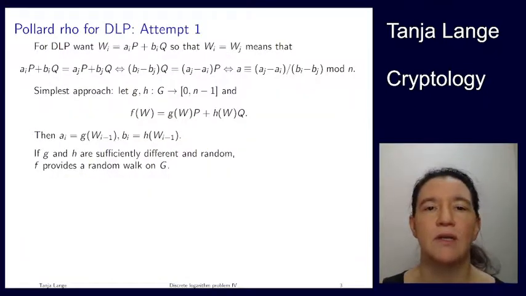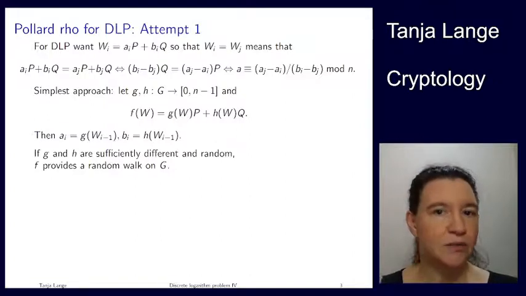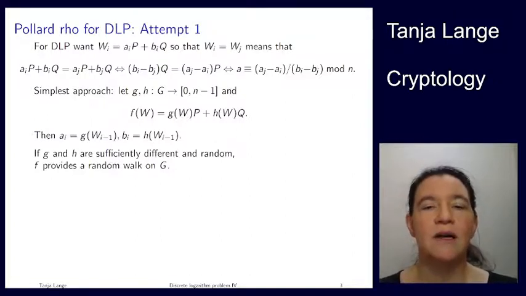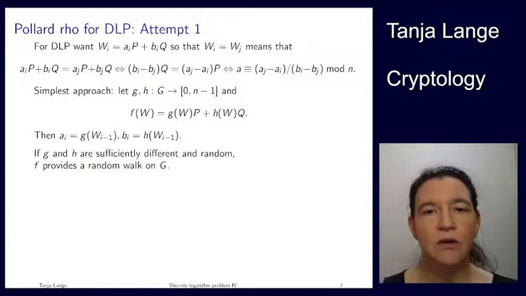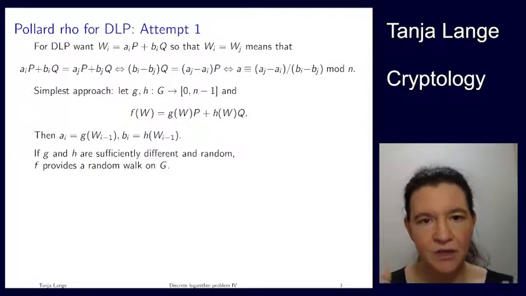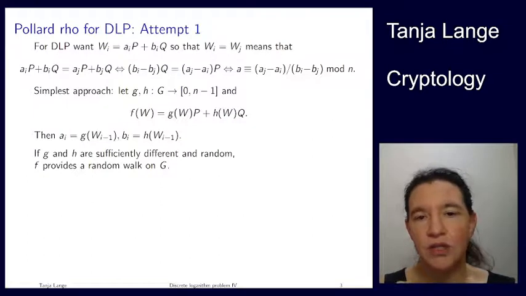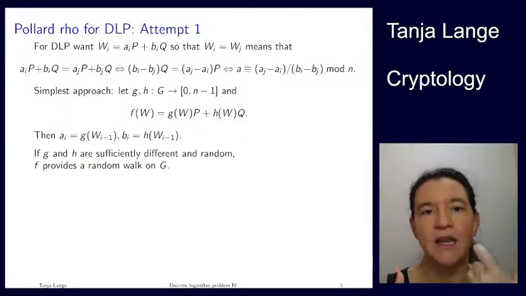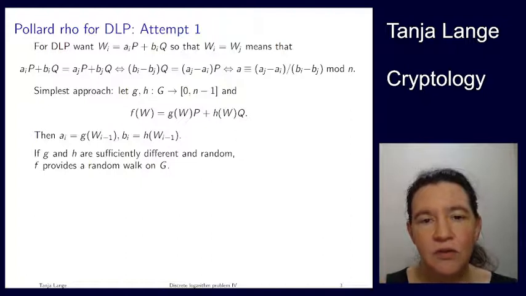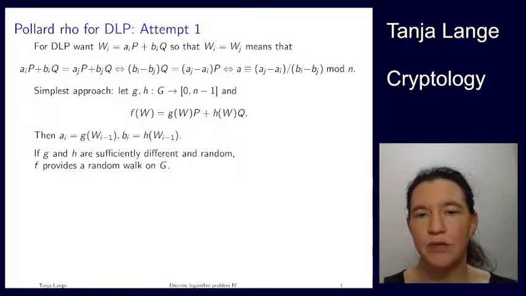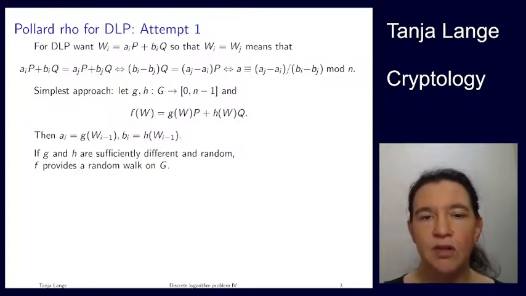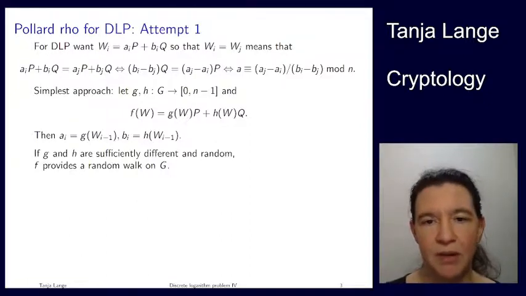Now, the first attempt is pretty plain. So here's just a repetition of what we're looking for. This function has to depend on the representation of the point where we are, so it has to be a function in w. I'm just going to pick a_i and b_i in terms of the previous w. If I want to do the next step, I compute two functions, g(w) and h(w), which give me an integer within the group order. So n is the group order, so it's a number between 0 and n minus 1. And I use those two as new scalars.